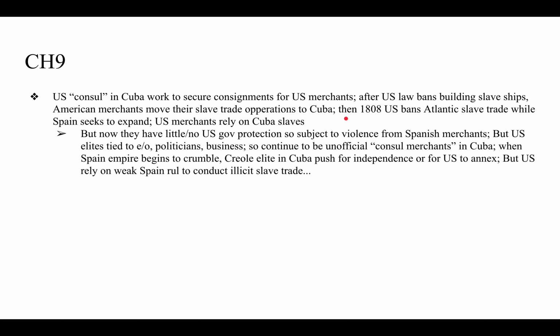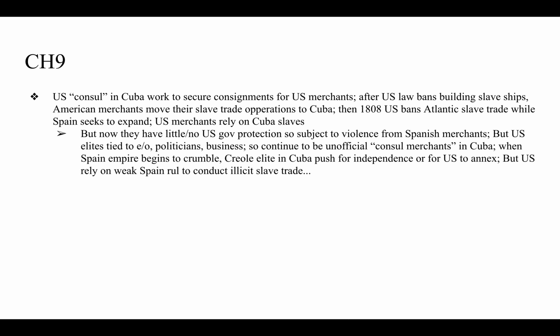Then in 1808, the U.S. banned the Atlantic slave trade while Spain sought to expand it in Cuba, its colony at this time. So U.S. merchants relied on Cuban slaves, but now they had little to no U.S. government protection.